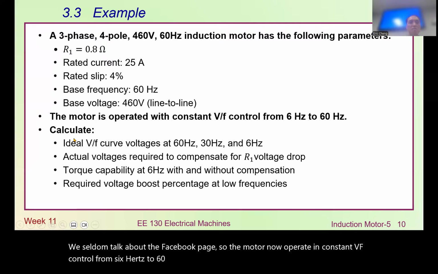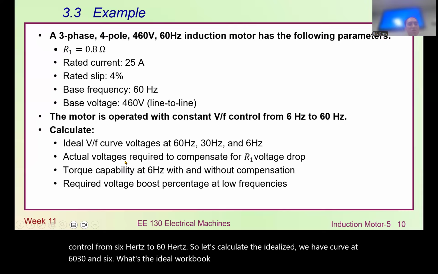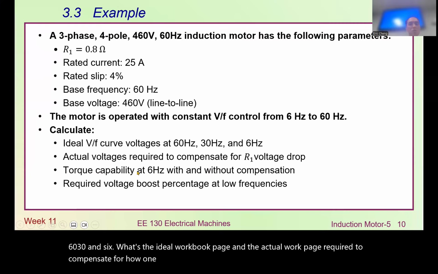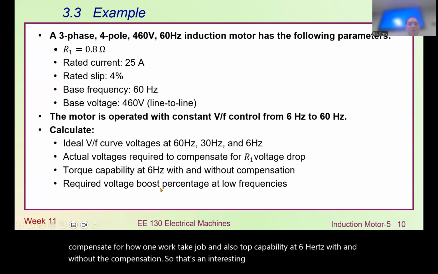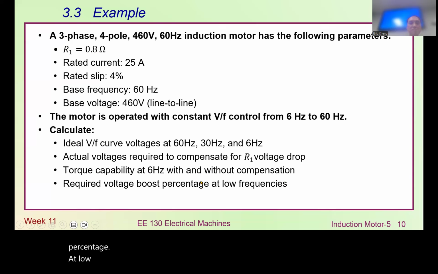So let's calculate the idealized V/F curve at 60, 30, and 6 Hz. What's the ideal voltage, and the actual voltage required to compensate for the R1 voltage drop, and also the torque capability at 6 Hz with and without compensation? That's an interesting part. And we require the boost percentage at low frequencies. So let's think about it for 1 minute to see how we're going to do that.